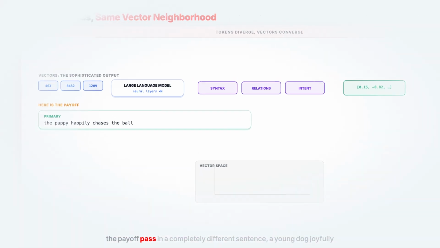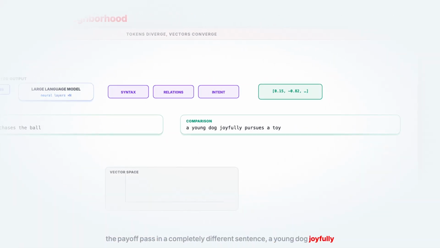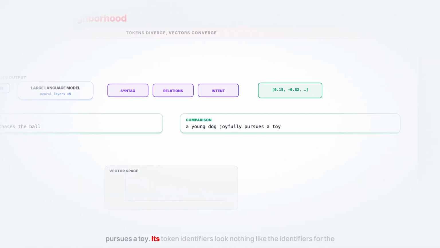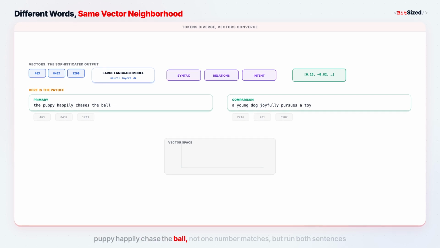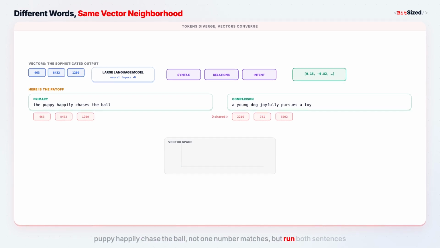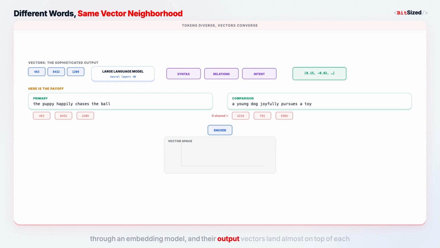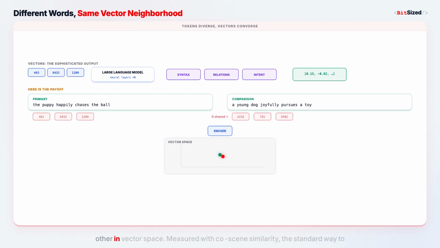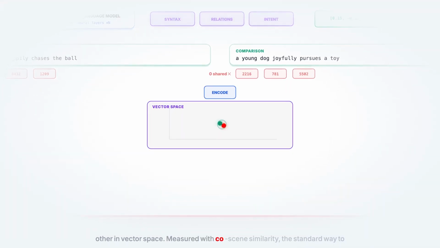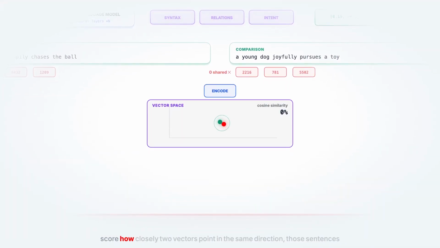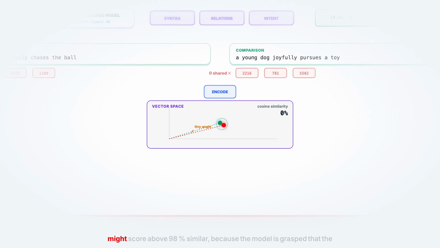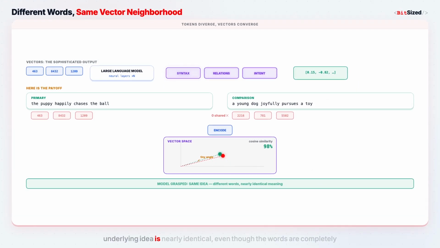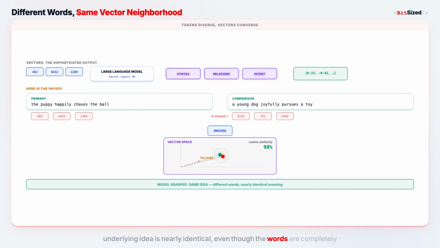Here is the payoff. Pass in a completely different sentence: "A young dog joyfully pursues a toy." Its token identifiers look nothing like the identifiers for "the puppy happily chases the ball." Not one number matches, but run both sentences through an embedding model, and their output vectors land almost on top of each other in vector space. Measured with cosine similarity, the standard way to score how closely two vectors point in the same direction, those sentences might score above 98% similar, because the model has grasped that the underlying idea is nearly identical, even though the words are completely different.